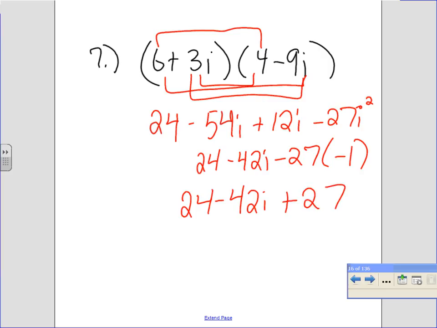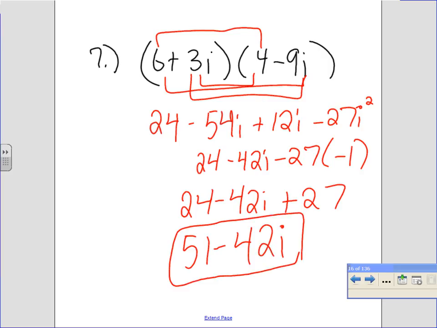So what's the answer? Anna? 24 plus 27. That's okay. Kevin? Good. 51 minus 42i. So will you have to FOIL complex numbers? Yes.